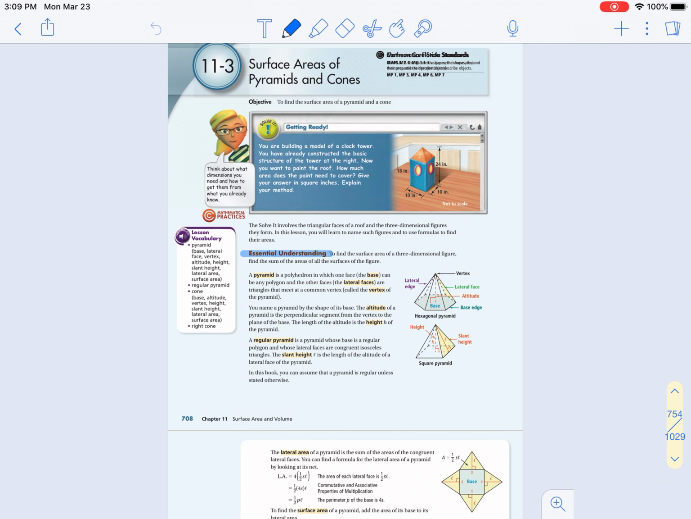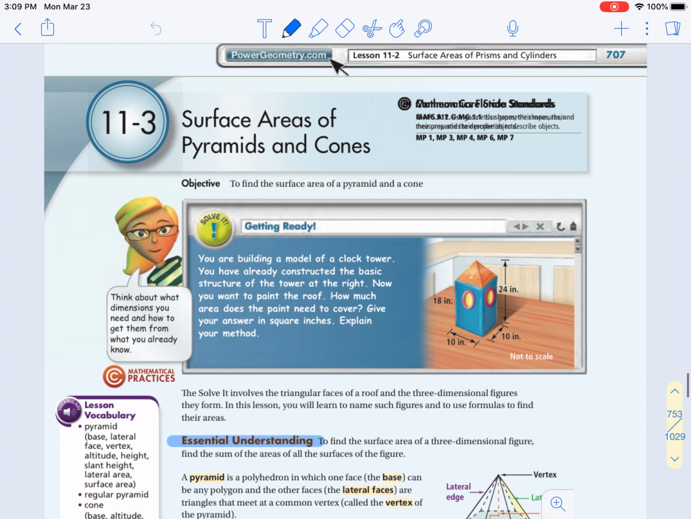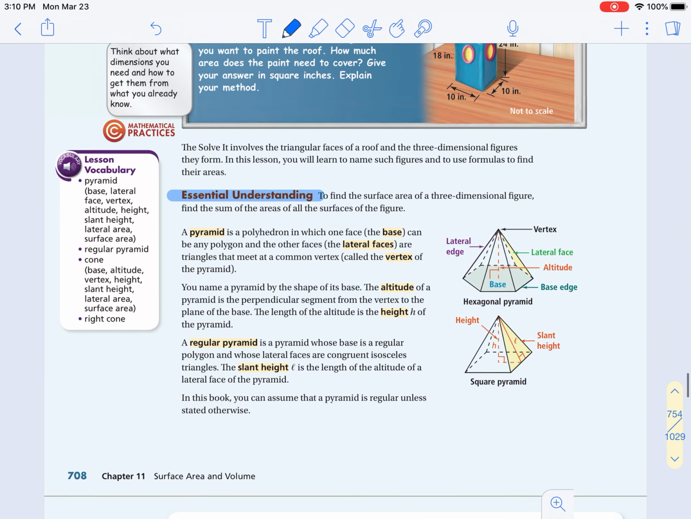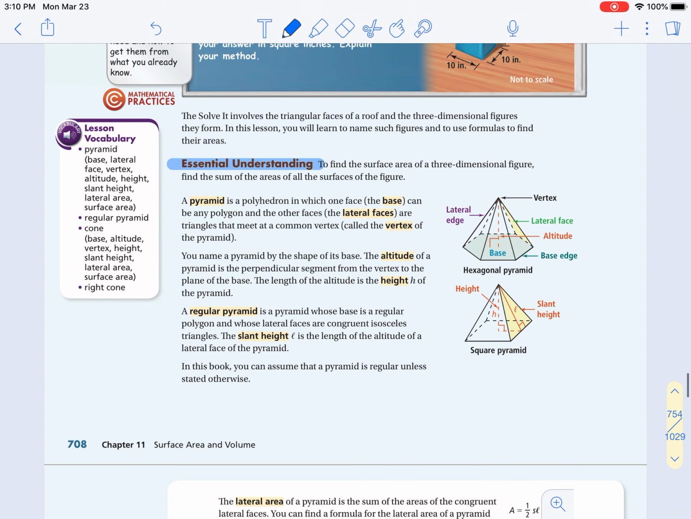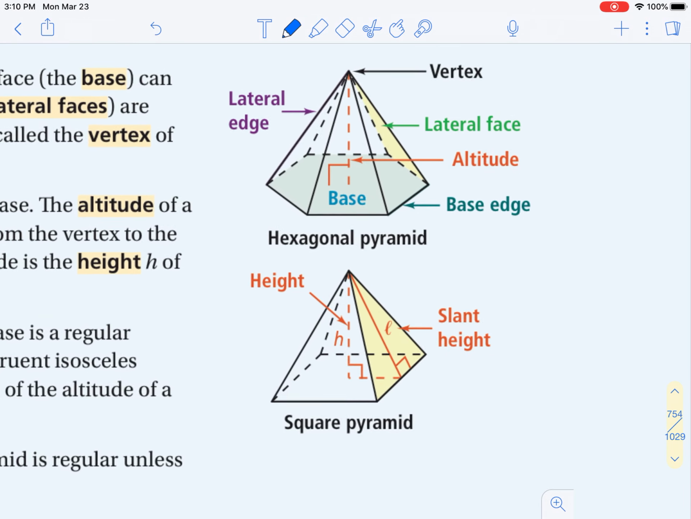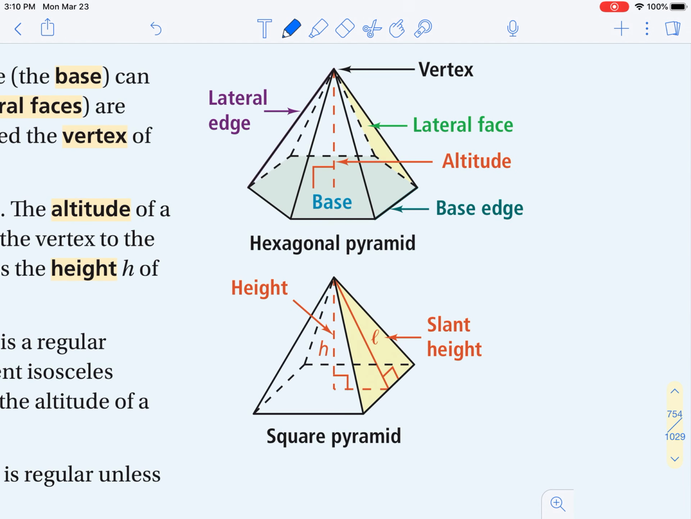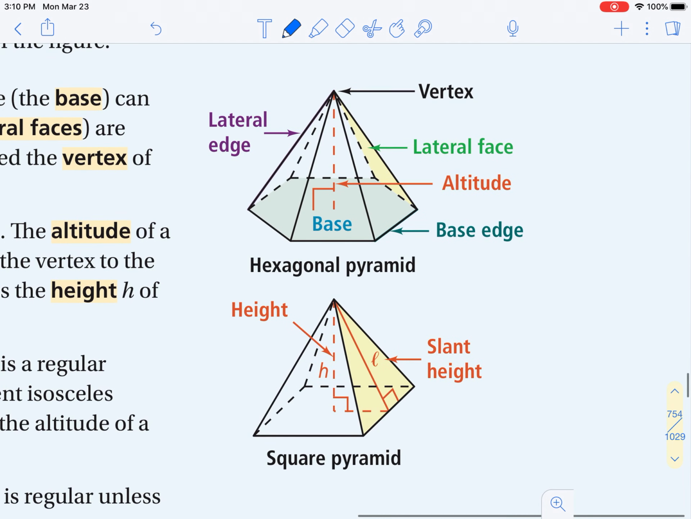This one will be part one of three of 11.3, and we're going to be talking about finding the surface areas of pyramids and cones. Okay, so this first part's going to be about basic terminology, and I'm just going to zoom right into these guys here. And there's going to be a couple familiar terms and some new terms.